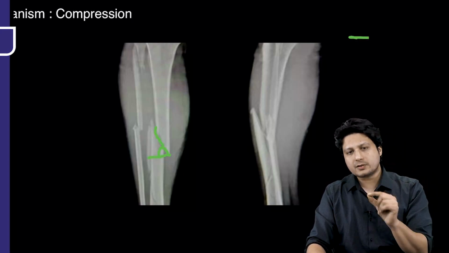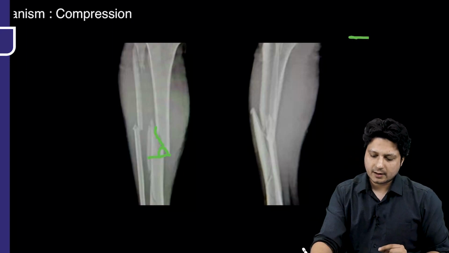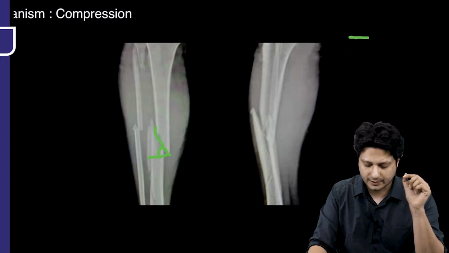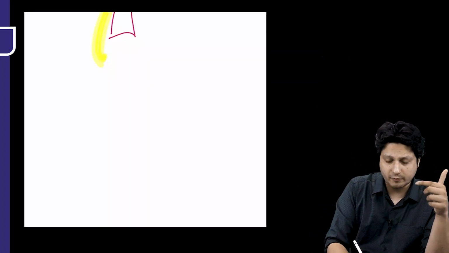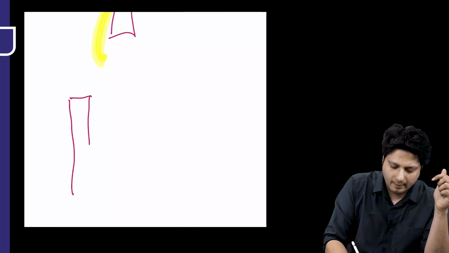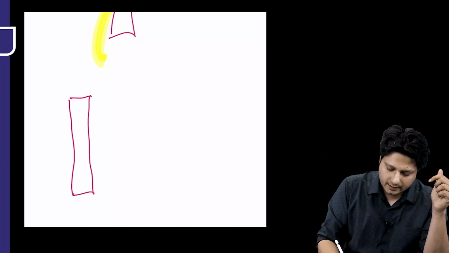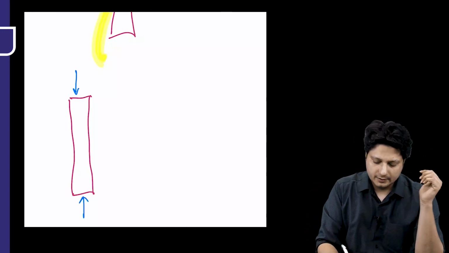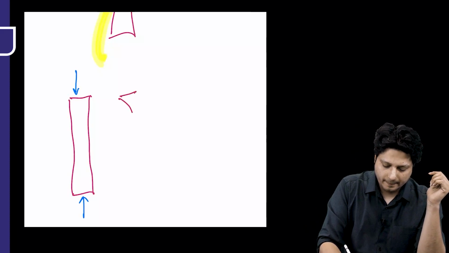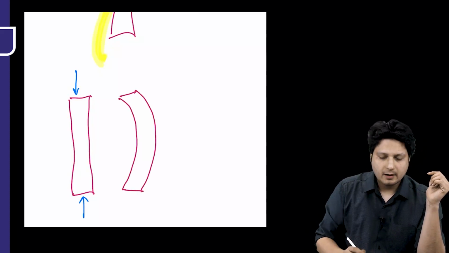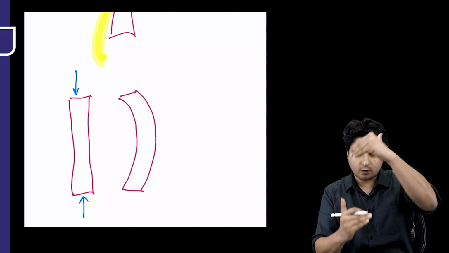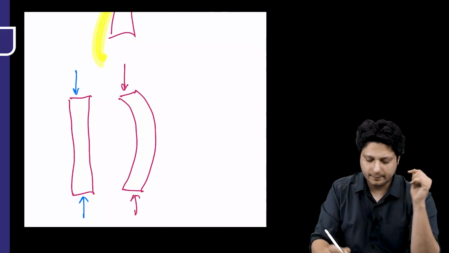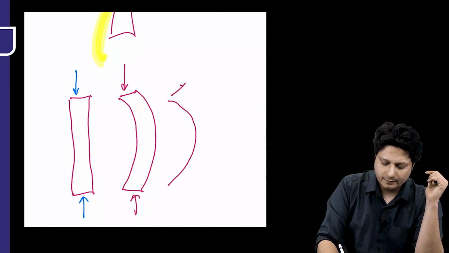Now, what is the mechanism responsible for causing this oblique fracture? The answer to that question is that the mechanism causing oblique fracture is compression. Now, how is compression responsible for causing a fracture? Just try to understand. Imagine this is a bone which is under the influence of compression. Now, you add compression. What will happen? There will be a bending of the bone. The bone will start bending in accordance with the compression applied. Then you further add compression to this already bent bone, and there will be more bending of the bone.